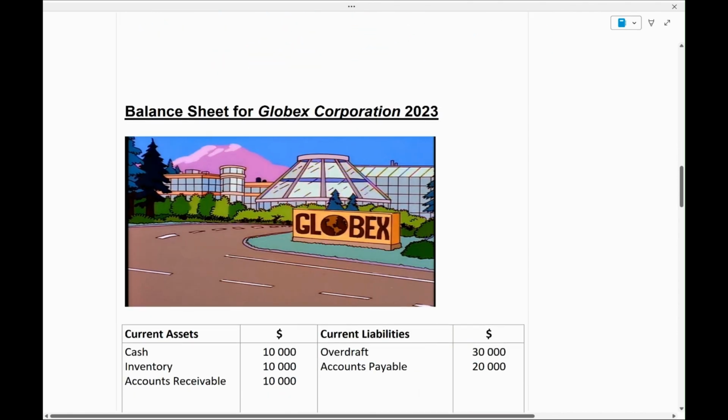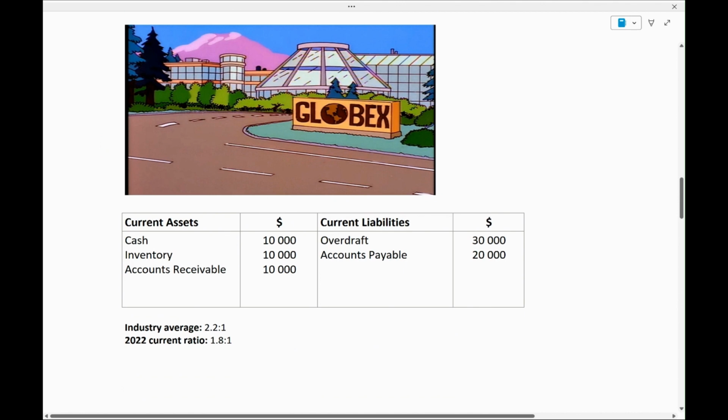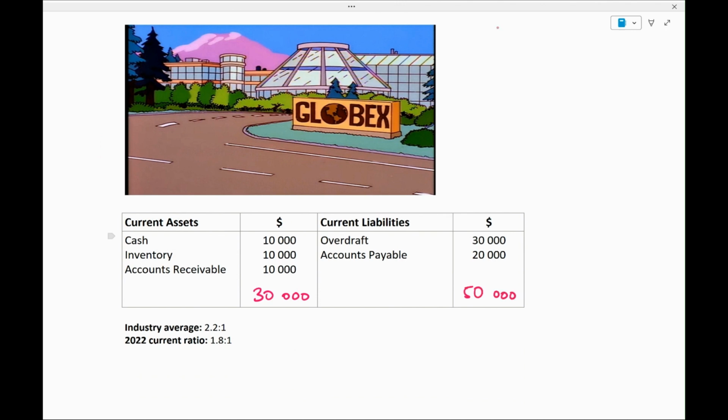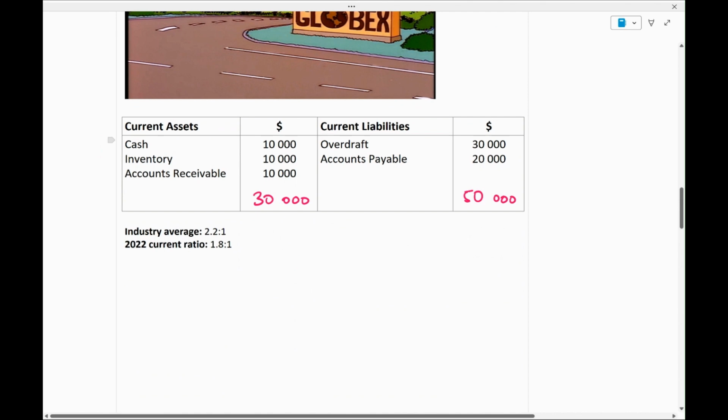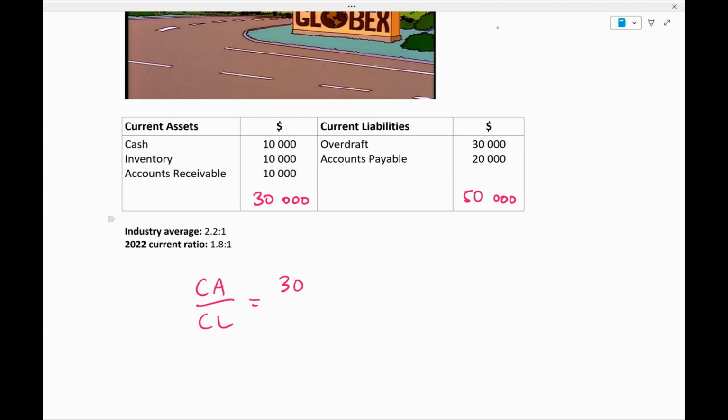Next example, we've got Globex Corp in 2023, some balance sheet information for them. We've got 30,000 in current assets, and we've got 50,000 in current liabilities. You can already see that's not very good. There's too many current liabilities. CA over CL is 30,000 over 50,000, which is 0.6 to 1 as a ratio.